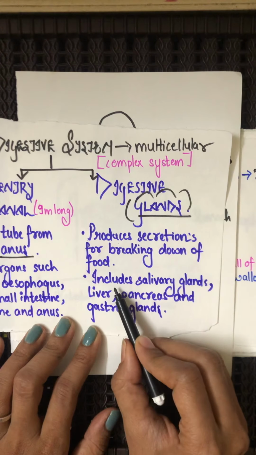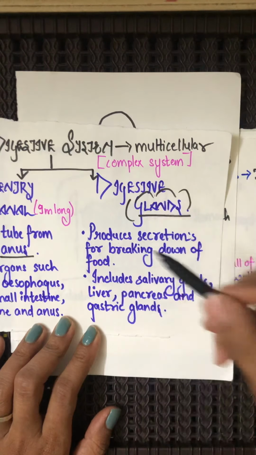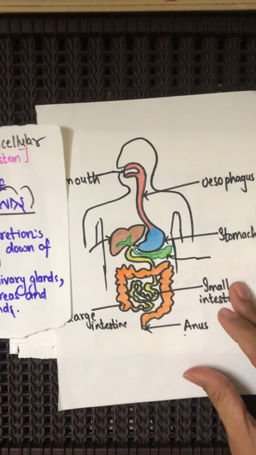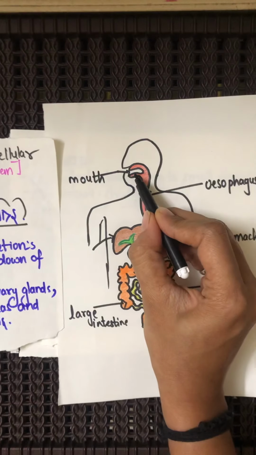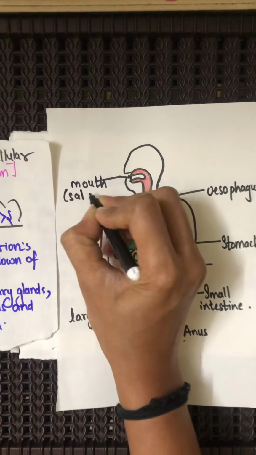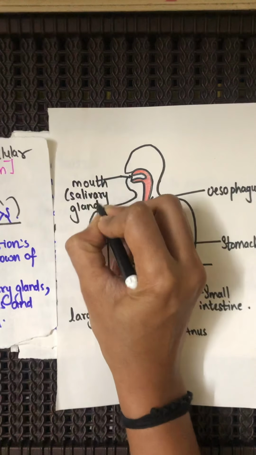Yes, so what all glands are included in the digestive parts? There are many glands inside our body, but there are a few glands which help in the process of digestion, and it includes the salivary glands. Talking about the salivary gland, it is present in the mouth. So we can write over here that the mouth includes the salivary gland.